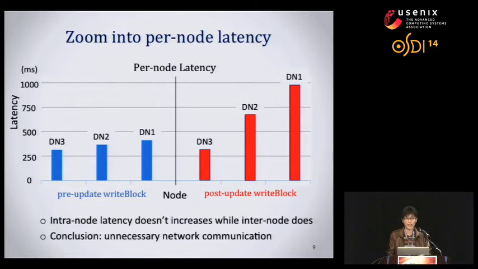From this graph, it's clear that the latency on data node 3 doesn't increase, but the latency on data node 2 and data node 1 increases, which means the local processing time on one node doesn't increase, but the internode latency increases. This suggests that there might be some additional network latency introduced in the communication between the nodes. And actually, the root cause is that there is additional and unnecessary network communication, which is introduced in the new HDFS version.